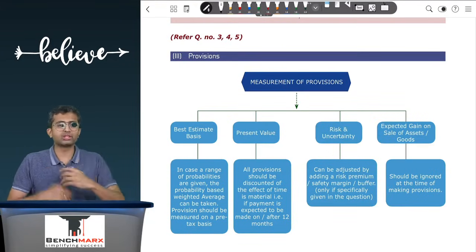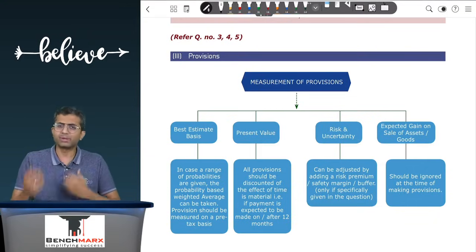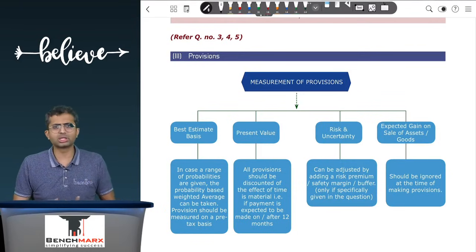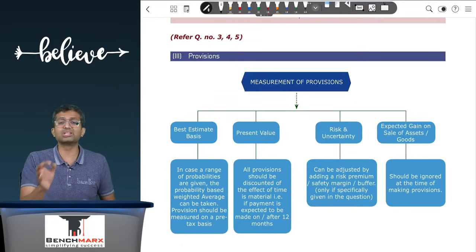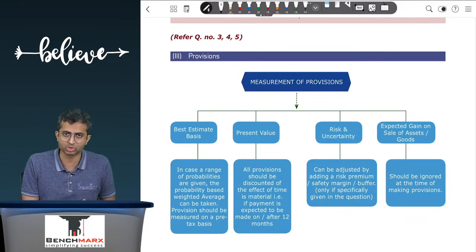Certain cases like dismantling, for example, there is a lot of uncertainty involved, and hence in the measurement of provisions, the standard allows you to make adjustments for certain buffer or safety margin or some other adjustment to the extent of this risk or uncertainty, and you can do this only if the question specifically tells you to do so.